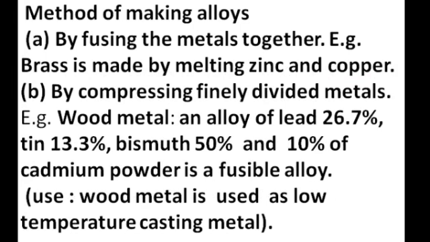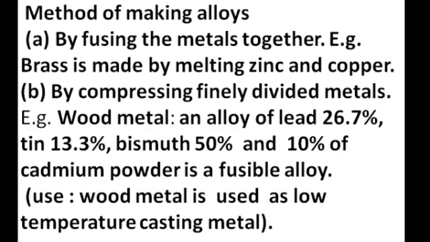Next, methods of making alloys. First method, by fusing the metals together. Example, brass is made by melting zinc and copper. Second method, by compressing finely divided metals.